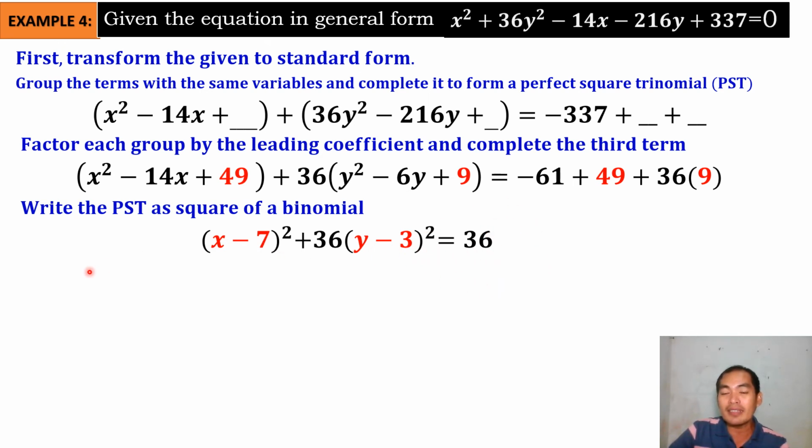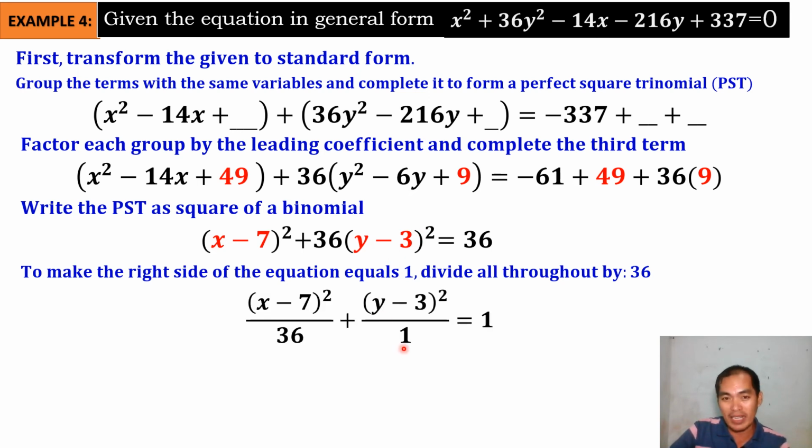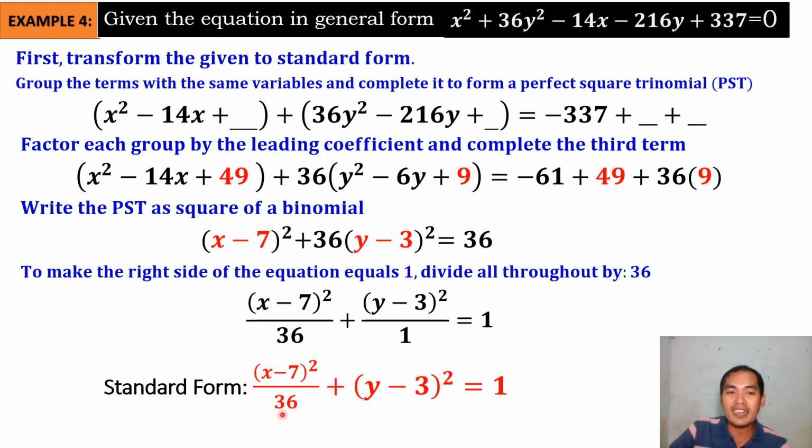Ito na po yon. The next is, dapat yung nasa right side ay 1. So we divide all the terms by 36. To make the right side of the equation equals 1, divide all throughout by 36. 36 divide 36 is 1. 36 divide 36 is 1. So, ang nasa denominator ng square of y minus 3 is 1. Then, 36 divide 1 is 36. So, yun ang denominator nitong x minus 7. And this is now the general or the standard form of the given ellipse. Since 1 lang naman yung denominator ng y, so kahit alisin na natin yung denominator.